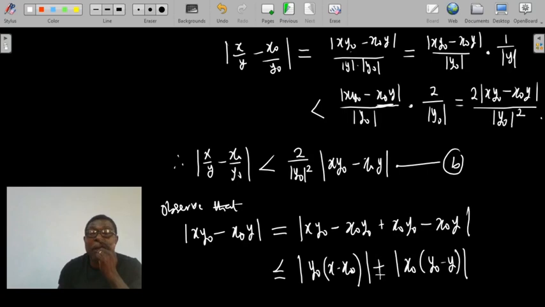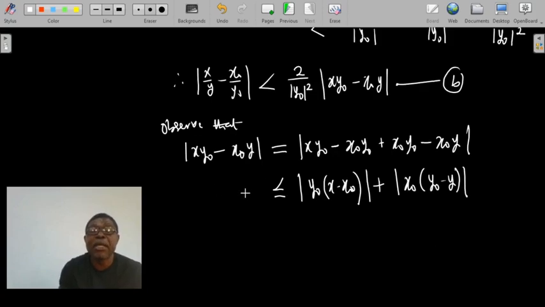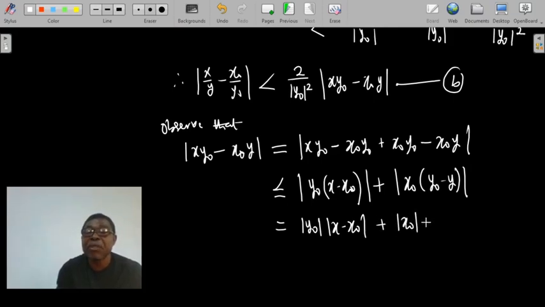And we have this particular thing is nothing but the triangle inequality that we are using. And this is further equal to absolute value of y naught, then absolute value of x minus x naught, then plus absolute value of x naught, then absolute value of y minus y naught. Remember that absolute value of y naught minus y is the same as absolute value of y minus y naught.